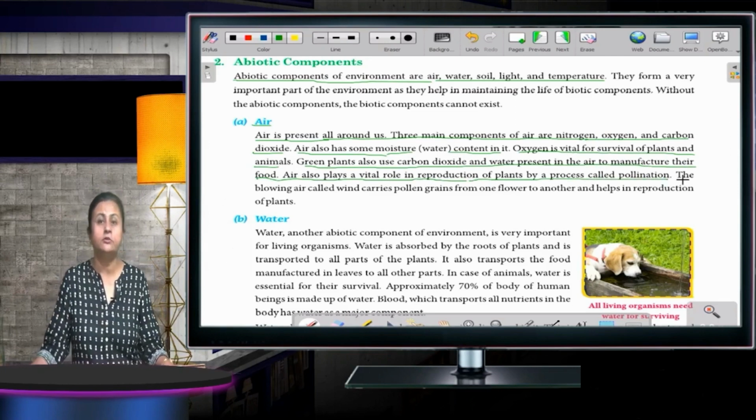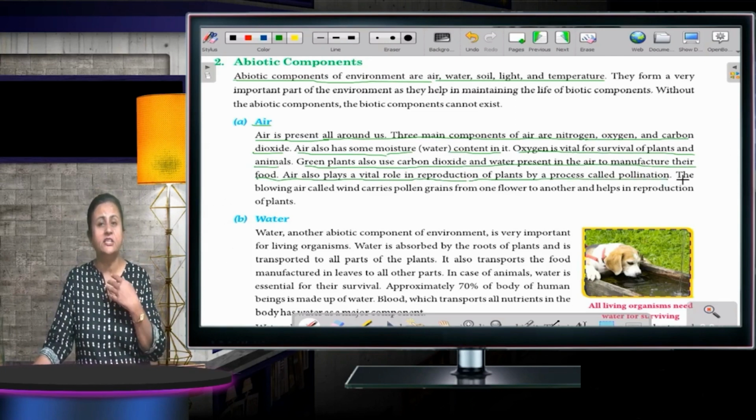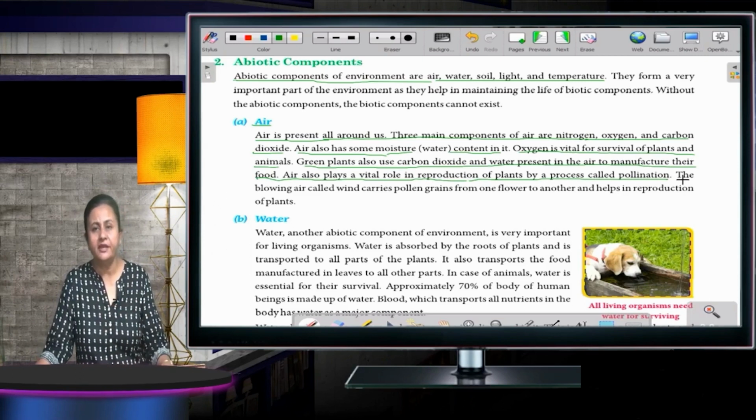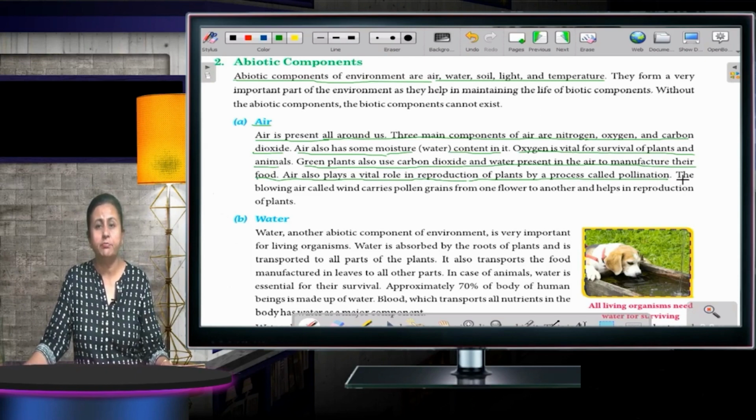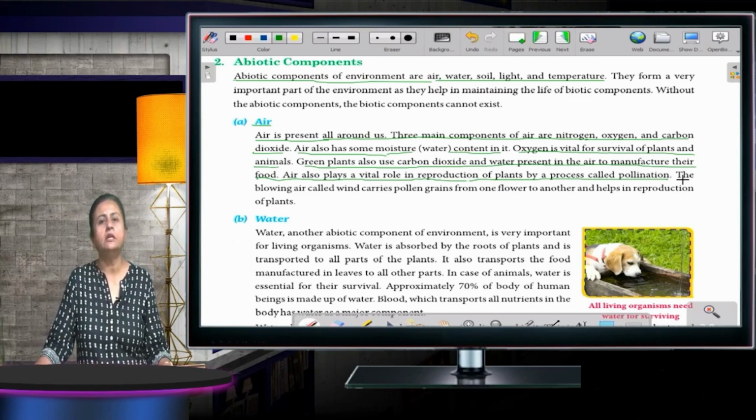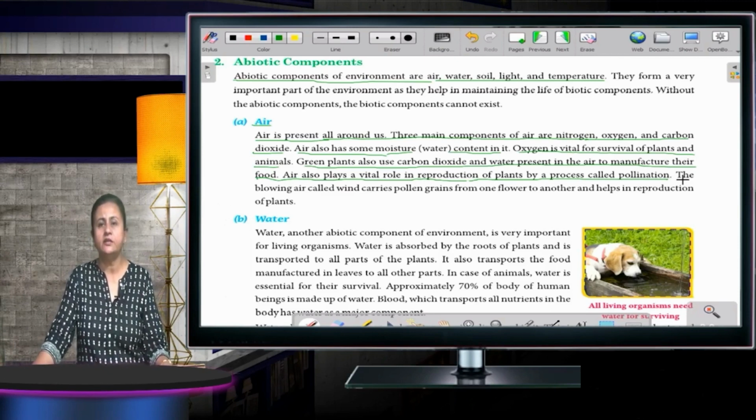You cannot see air, you can just feel air. Air has got many gases, and oxygen is a very important gas which is present in the air, due to which all the living organisms are able to survive. Okay, now the next one is water.